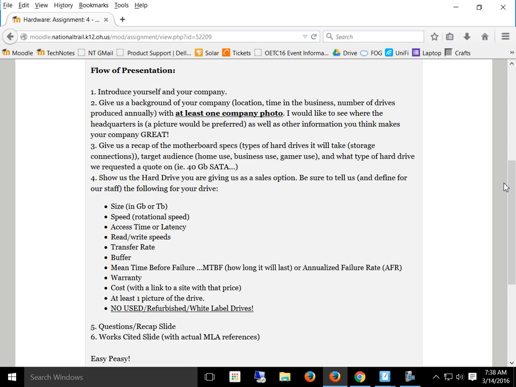I don't know if I talked to you about this last time. You're going to see some that look like they're new that are called white label. White label means there's a company that has taken in a Seagate drive, remanufactured it, and put their own label on top of it. It is used by all definitions. Okay, so if it says white label, it's used and it's refurbished.